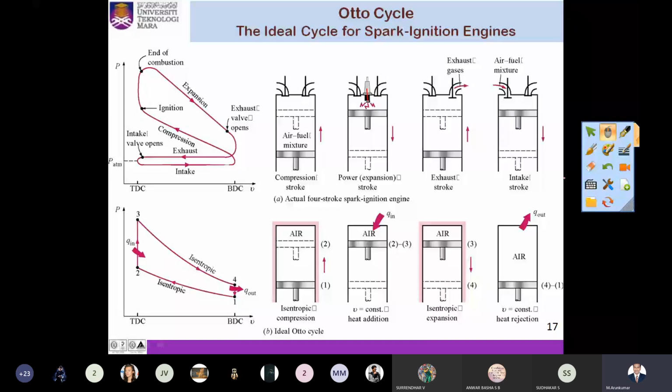Then this is the PV diagram actually. We can start from the compression stroke. Where is the compression stroke? From this point the volume is larger, right? At the starting point, the cylinder is at BDC, so there is more volume. Then if this gets compressed, we get this isentropic curve. The volume gets reduced, and the piston will be at TDC.